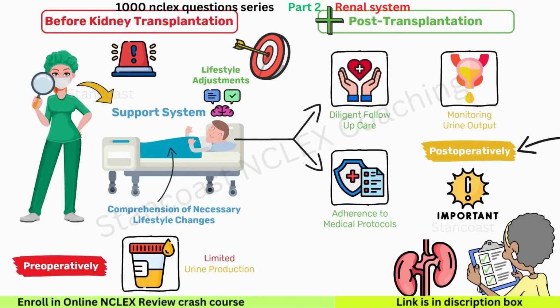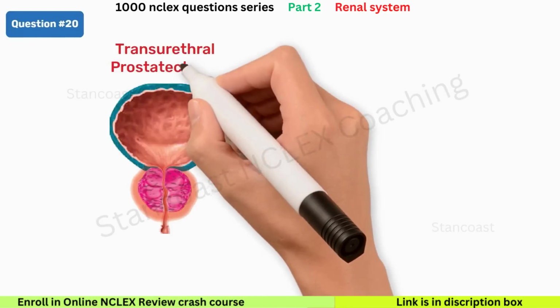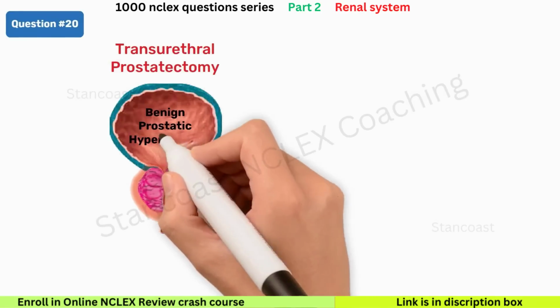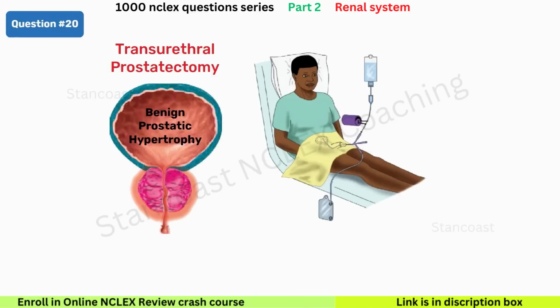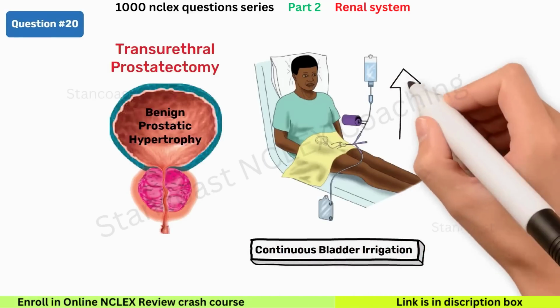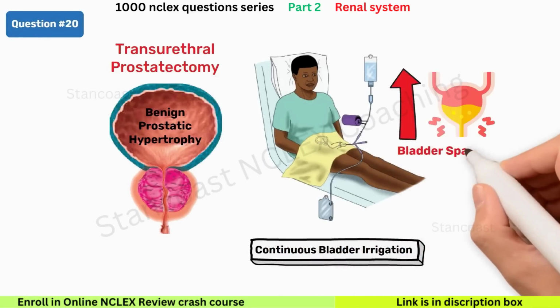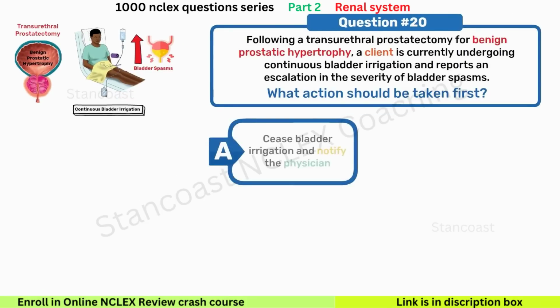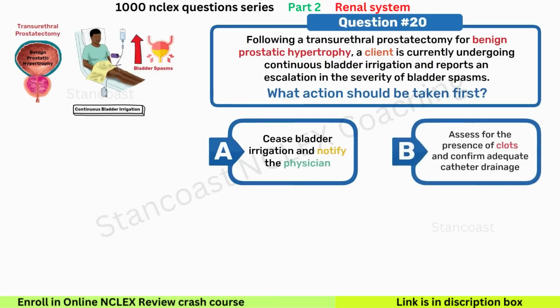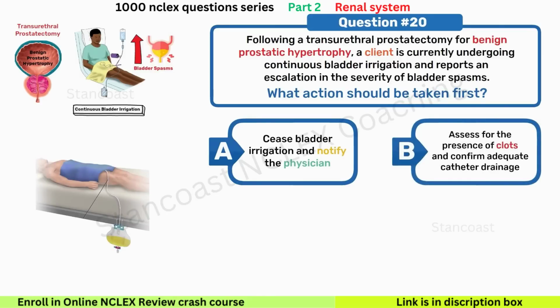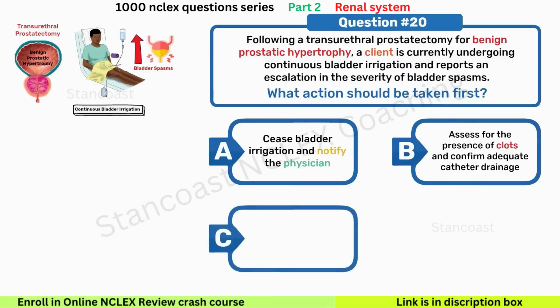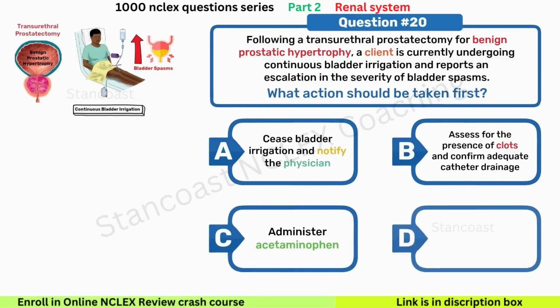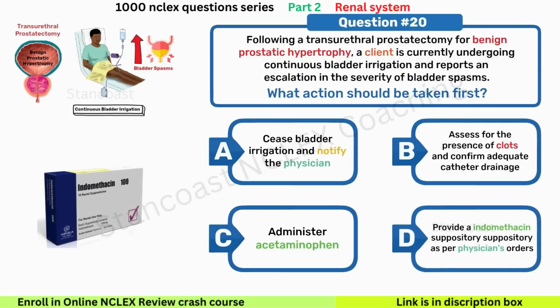post-transplant outcomes. Following a transurethral prostatectomy for benign prostatic hypertrophy, a client is currently undergoing continuous bladder irrigation and reports an escalation in the severity of bladder spasms. What action should be taken first? A. Cease bladder irrigation and notify the physician. B. Assess for the presence of clots and confirm adequate catheter drainage. C. Administer acetaminophen. D. Provide an indomethacin suppository as per physician's orders.